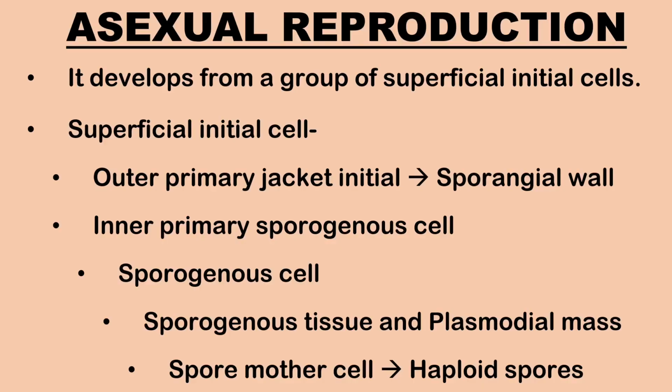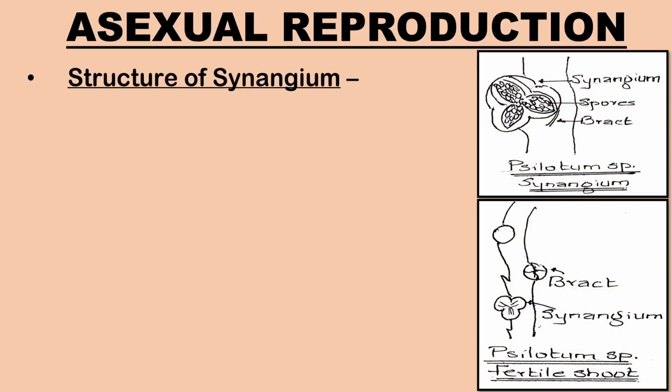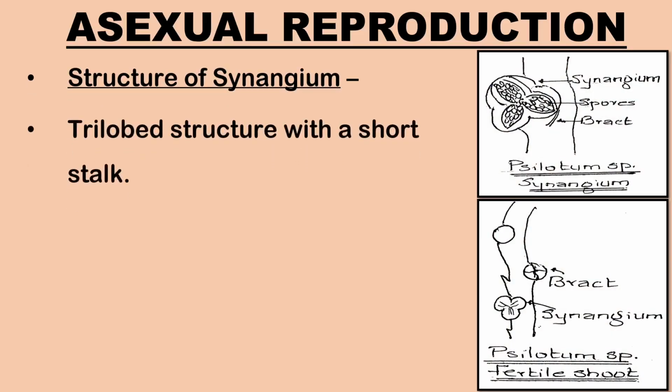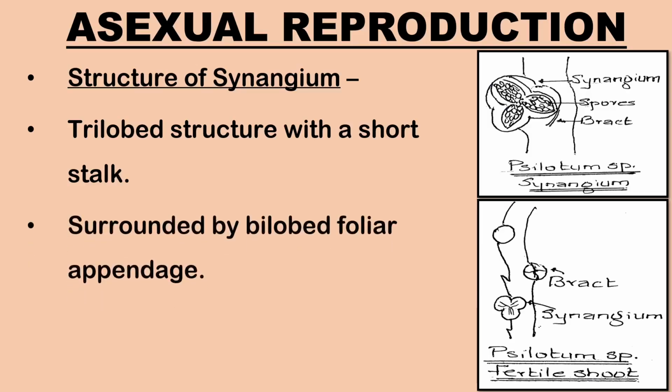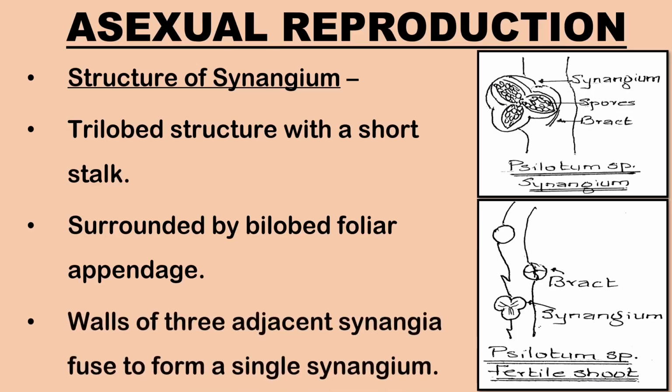The diploid spore mother cells undergo meiosis to produce tetrad of haploid spores. The mature Synangium is a tri-lobed structure with a short stalk. It is surrounded by bilobed foliar appendages. As the three adjacent sporangia grow and mature, their cell walls fuse completely, resulting in a single Synangium.